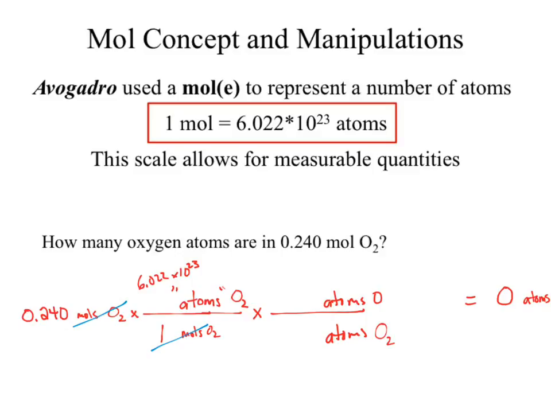For every 1 molecule of O2, I have 2 atoms of oxygen. Mind blown. Where'd you get that information? The formula tells you. It says it's O2. What does that 2 mean? There are 2 oxygen atoms. You have the conversion factor directly given to you. You have to be able to do that interpretation.